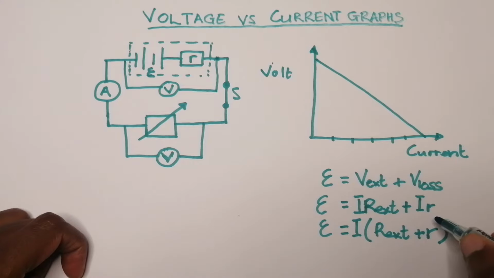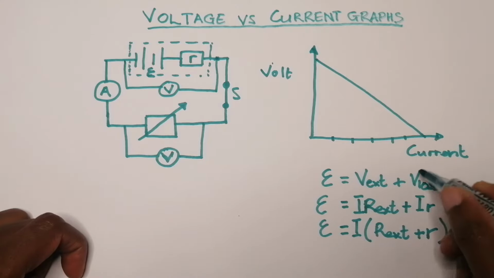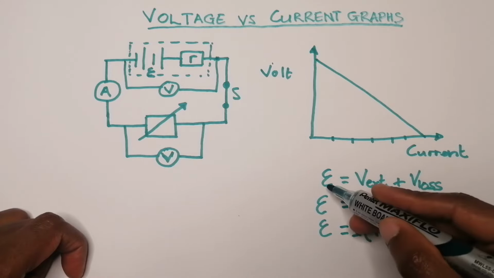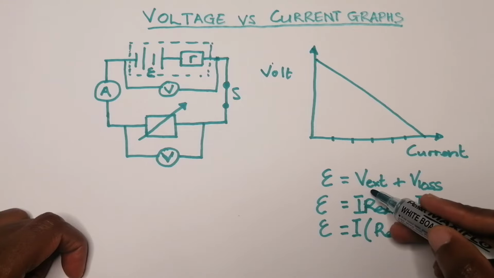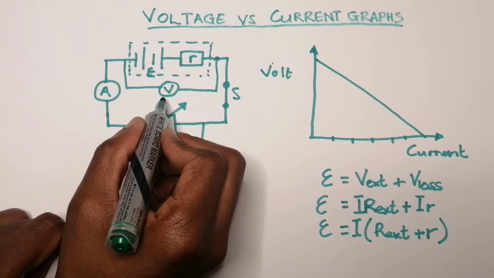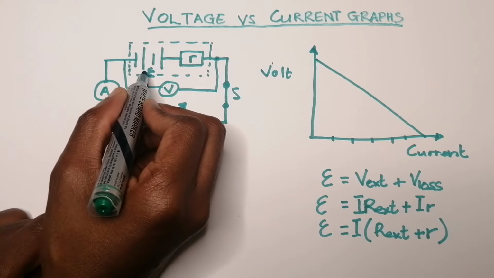Remember that V loss is the voltage across our internal resistance. You can call it V internal if you want to. So the moment we don't have current, it's going to be 0 multiplied by R, and in this case it means that your V loss value will be equal to 0. And so as a result, if V loss is 0, then E is equal to V external. So the V external value will actually be equal to the EMF.